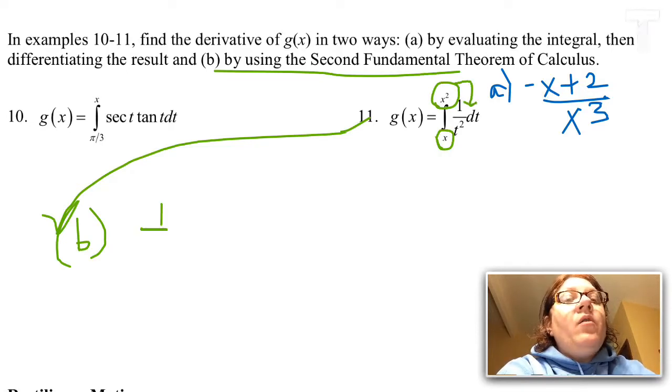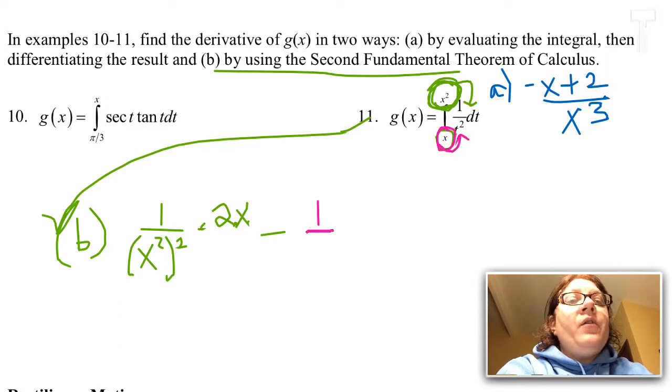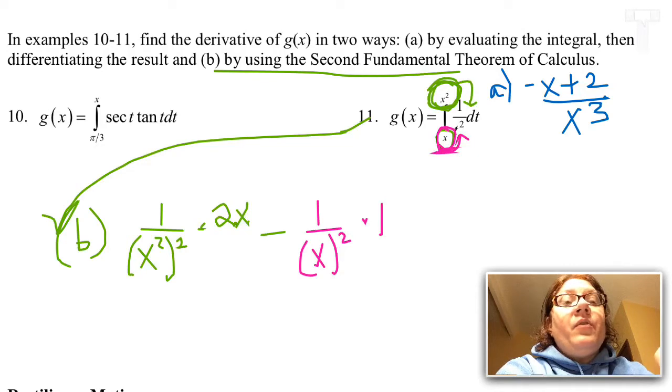So I'll have 1 over x squared squared times the derivative of the expression, which is 2x, minus, and then I'm going to plug in the bottom one, so 1 over x squared times the derivative of that expression, which is just 1, and now I'll simplify.